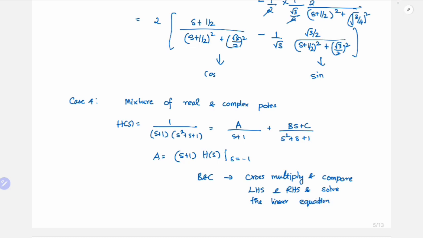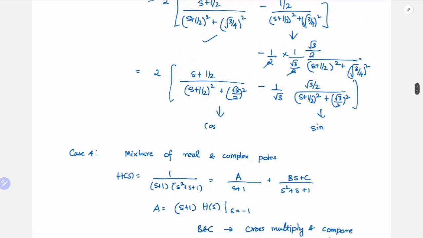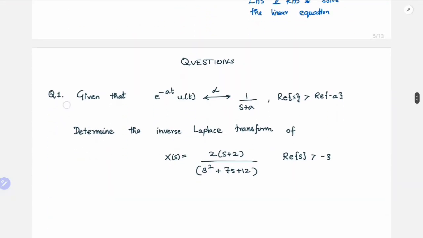Okay, so this will be easier for you. And usually they will not complicate it by asking with so many poles. So this will again be straightforward. Okay, so that's all I wanted to cover regarding this partial fraction expansion. So now let us look at some questions.